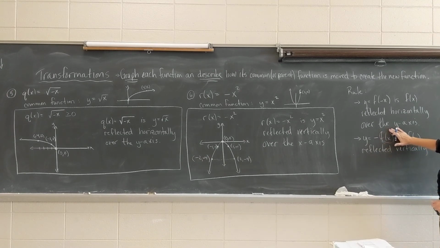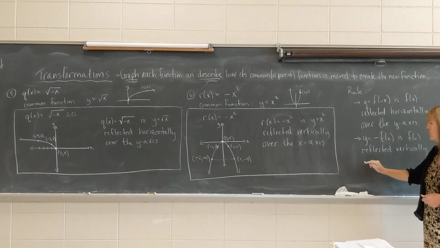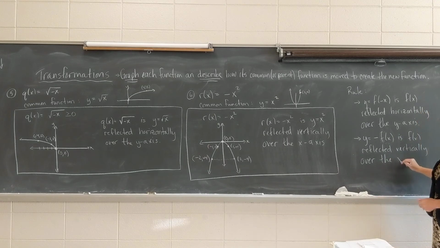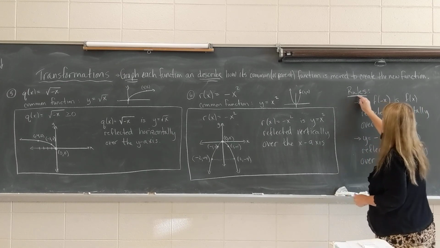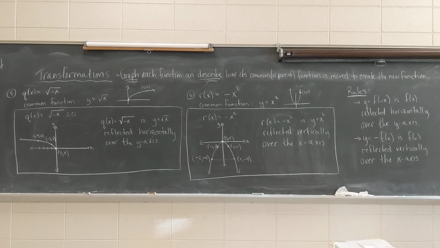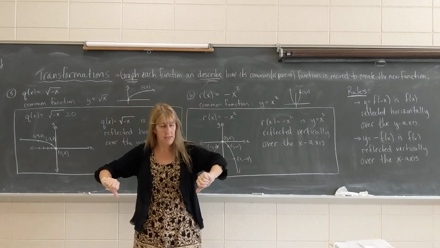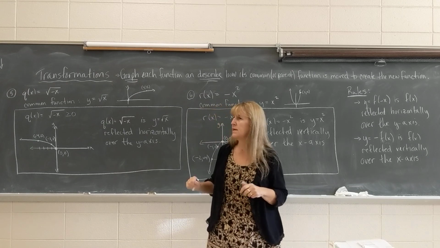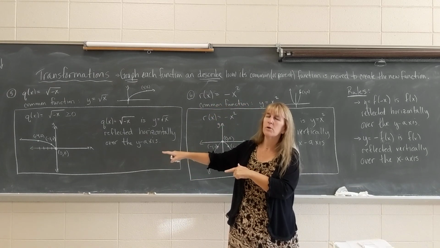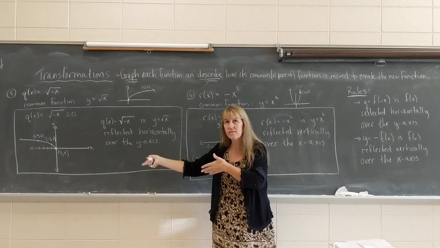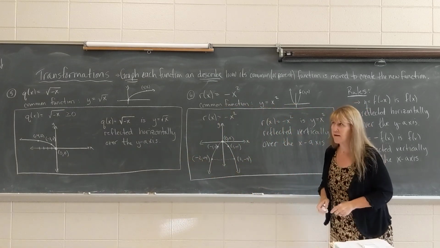So negative f of x, and I don't want all this stuff in my rule by the time we're done looking at it, is f of x reflected vertically over the, if you're going to reflect vertically, you're going to be dropping over the x-axis. Okay. So these are 2 more rules. So now we have 6 rules altogether. Our first rule was shifting up vertically, shifting down vertically. That was our second rule. Shifting to the left, I believe it was, horizontally, and shifting to the right horizontally. And now we are reflecting horizontally over the y-axis and reflecting horizontally over the x-axis.